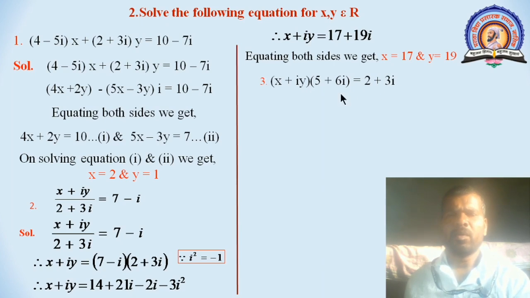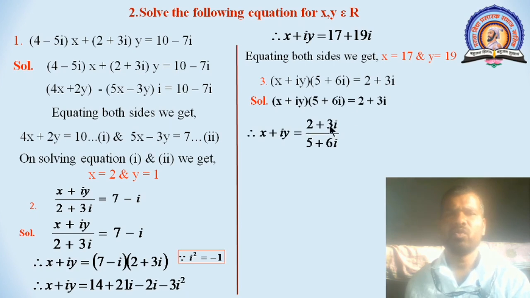Now for simplicity, we are not multiplying these two brackets, but we will transfer this 5 plus 6i to the right hand side. When it is multiplied on the left, it goes to the right hand side and becomes divide. Therefore, x plus iy is equal to (2 plus 3i) upon (5 plus 6i). Now we know that for division of two complex numbers, we multiply and divide by the conjugate of the denominator. So the conjugate of the denominator 5 plus 6i is 5 minus 6i.